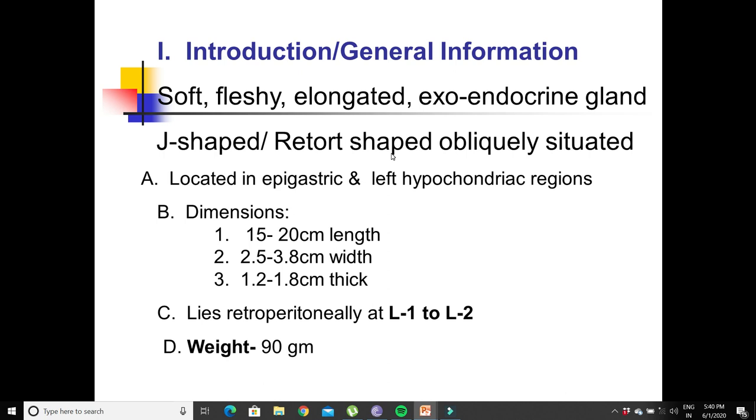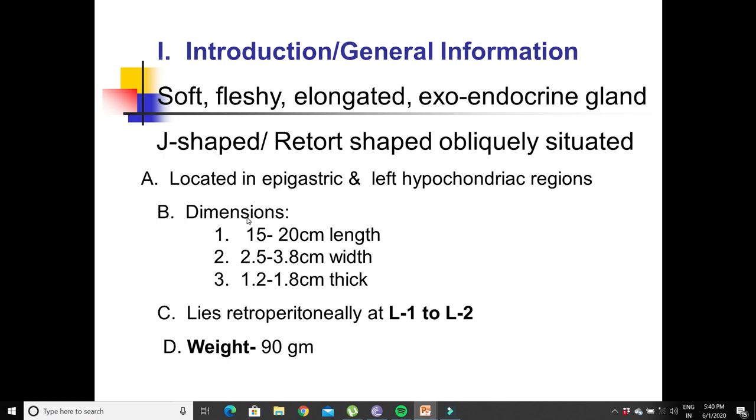So the pancreas is a gland that sits tucked behind the stomach in the upper abdomen, and it is located in, do you remember our quadrants? Epigastric and left hypochondriac regions.